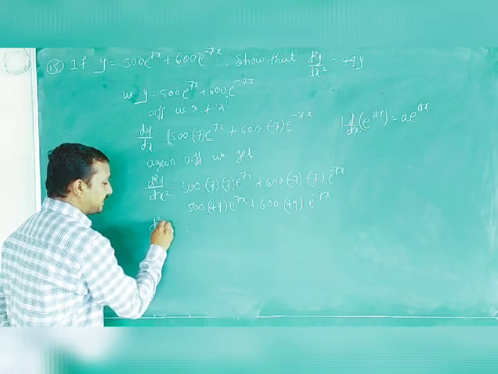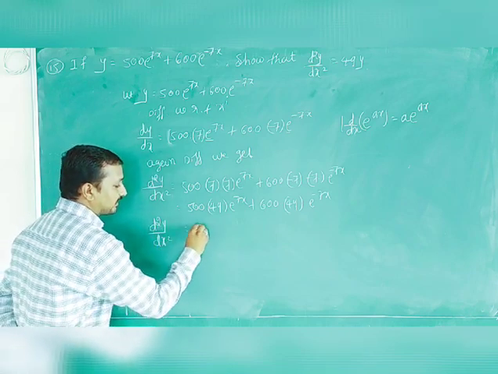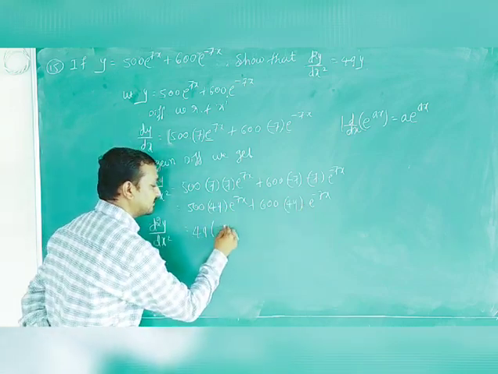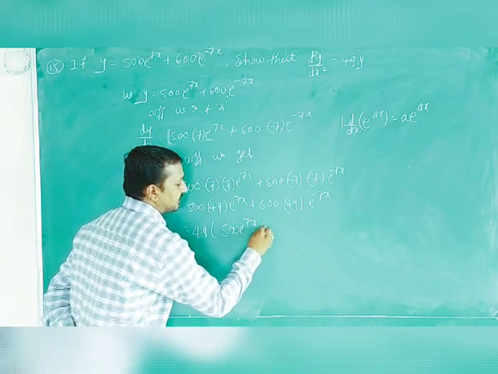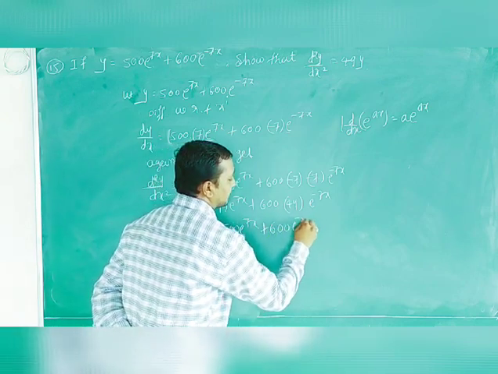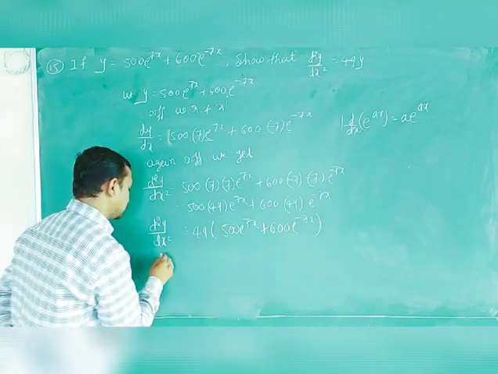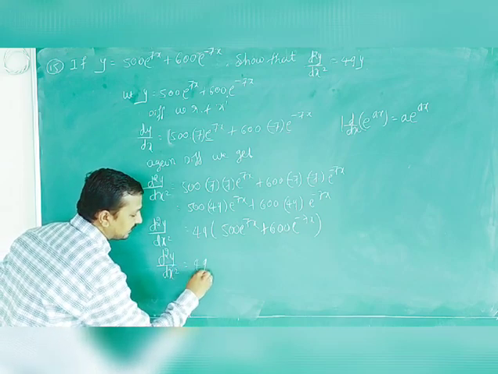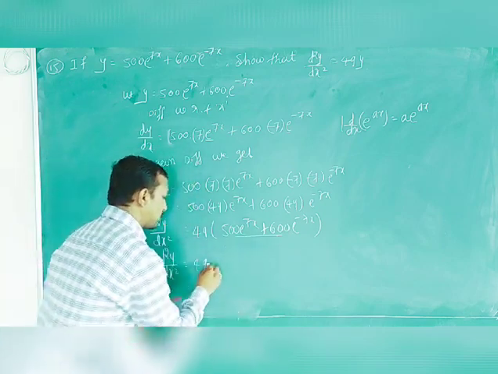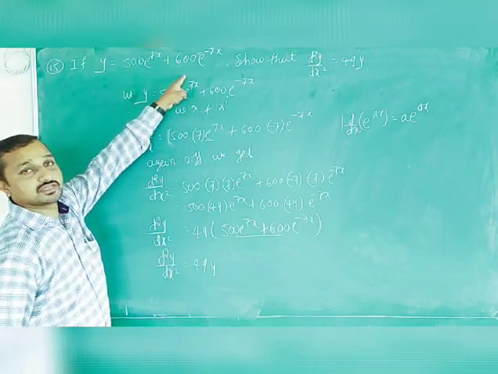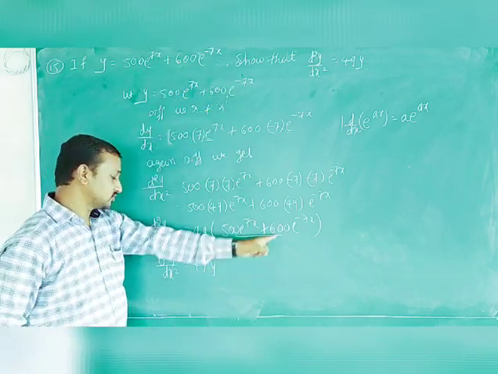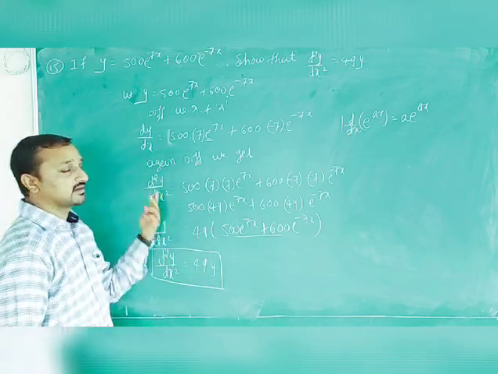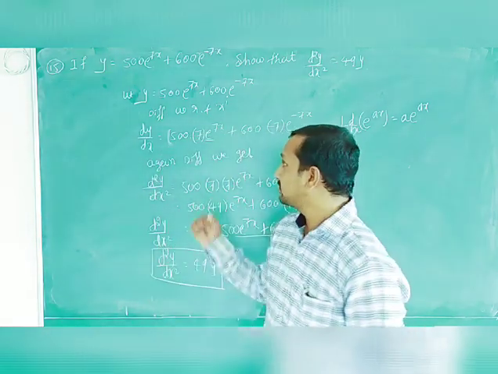So d2y divided by dx2 is equal to 49 taken as a common term. Here also 49 is there, here also 49 is there. Take common, the remaining term is 500 into e raised to 7x plus 600 into e raised to minus 7x. So d2y divided by dx2 is equal to 49 into this whole term, which is y. See that? 500 into e raised to 7x plus 600 into e raised to minus 7x is y. So this is your formula. Is that clear? Write down. This is a very easy example, so write down this example.